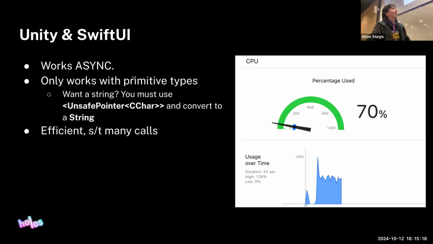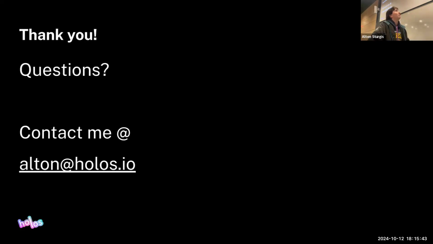It only works with primitive types though. So if you want to send a string, you must be on the Swift side, Objective-C, and say I want an unsafe pointer to a char, which you just have to state that way. You have these primitives and convert it to a string. It's efficient, and it works where you can have multiple calls because it all works at a very low level and communicates whenever it's called. So that's it.